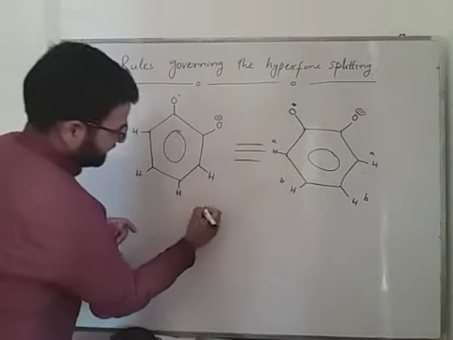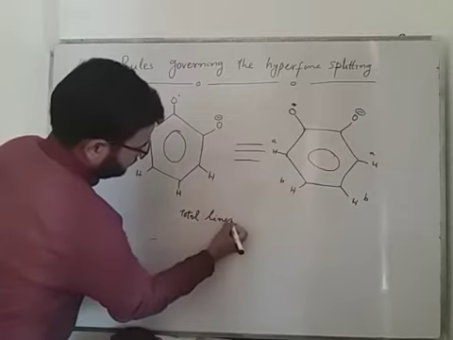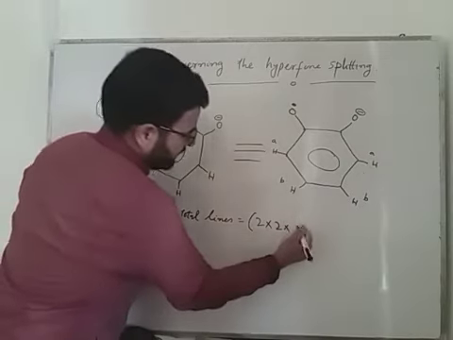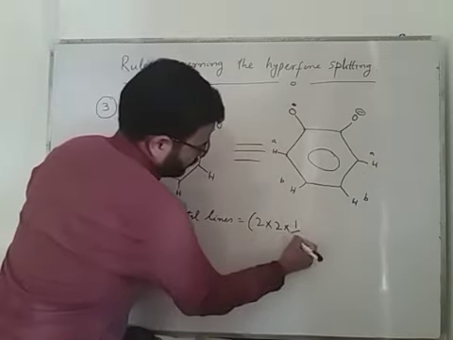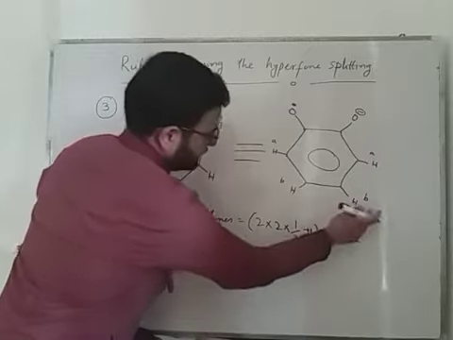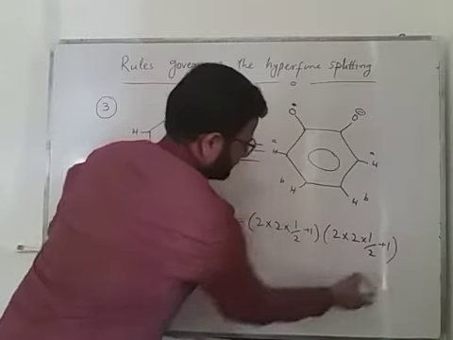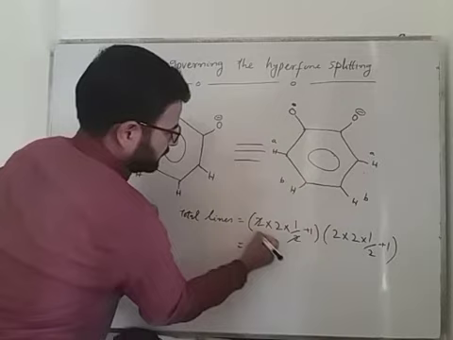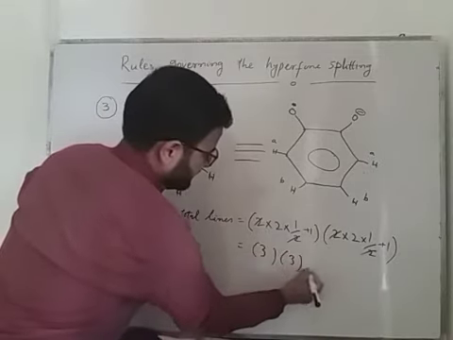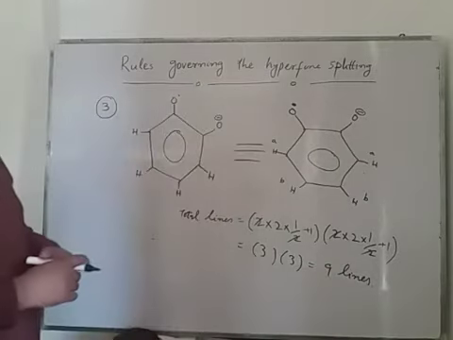So there are two sets of protons, and in each set there are two hydrogens or two protons. So the total number of lines will be equal to 2 into, here n is 2 for A type, into 1 by 2 plus 1, multiplied by 2 into, again B type protons are 2 in number, into 1 by 2 plus 1. Okay, it will come out 3 multiplied by 3, that is equal to 9 lines. So we will get 9 lines in case of this type of system.